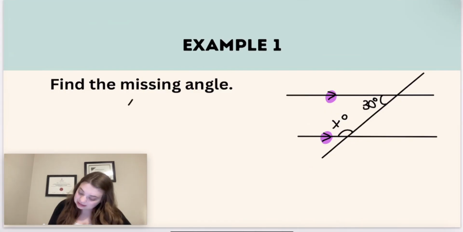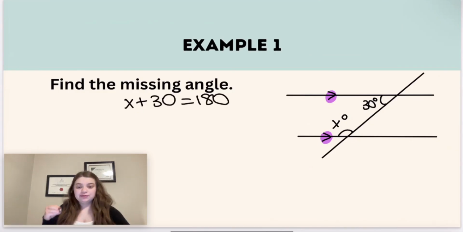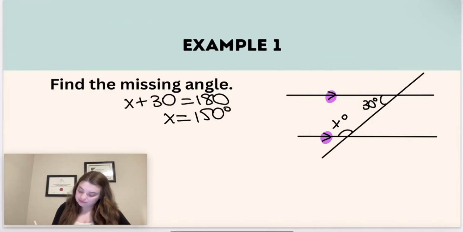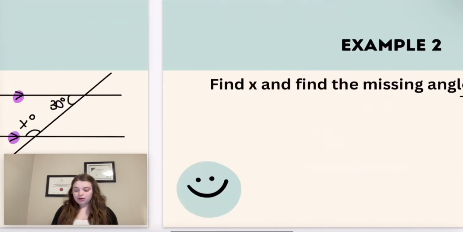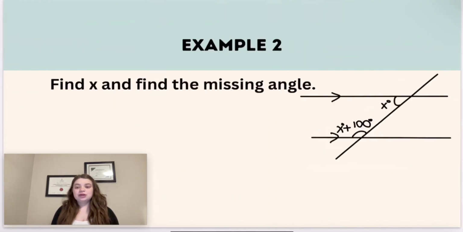That means that x plus 30 is equal to 180. And if we subtract 30 from both sides, we get that x is equal to 150 degrees. So that means our missing angle is 150, because x is our missing angle in this scenario. Now let's try a more complex example. So here, once again, we have the exact same situation where we have the same side interior angles. And so we know that both of them together must sum to 180.